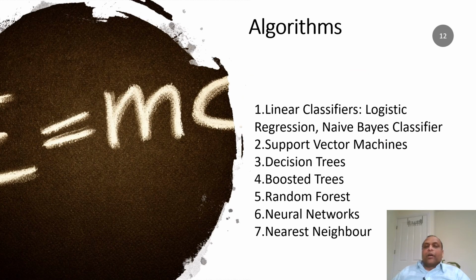So there are different kinds of algorithms that you see in the machine learning environment. Of course, we will be doing a lab with naive Bayes algorithms, but we will also be looking at different kinds of supervised machine learning algorithms. These are linear classifiers, logistic regressions, support vector machines, decision trees, boosted trees, random forests, neural networks, nearest neighbors. We will discuss each one of them at a later point of time during my classes.